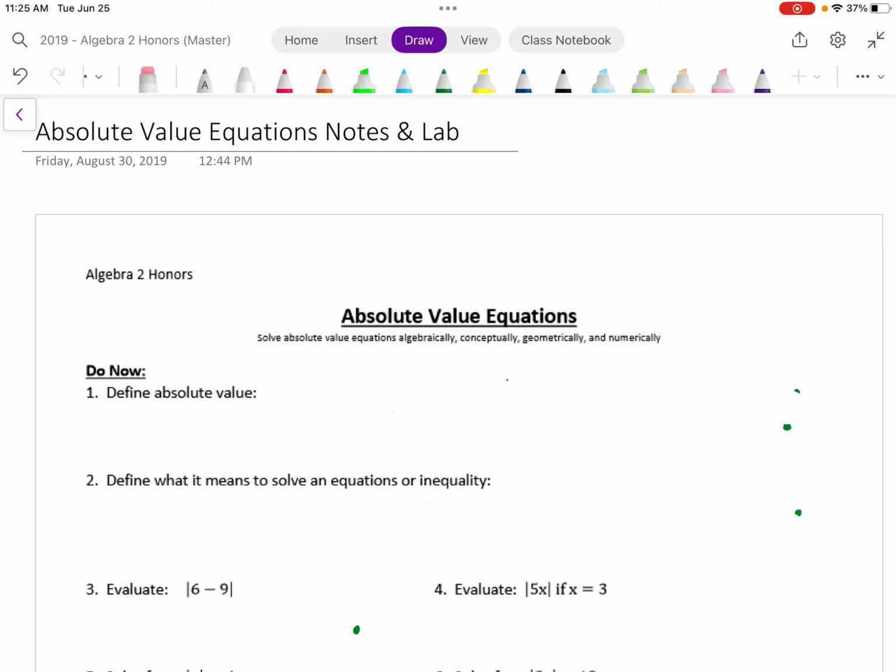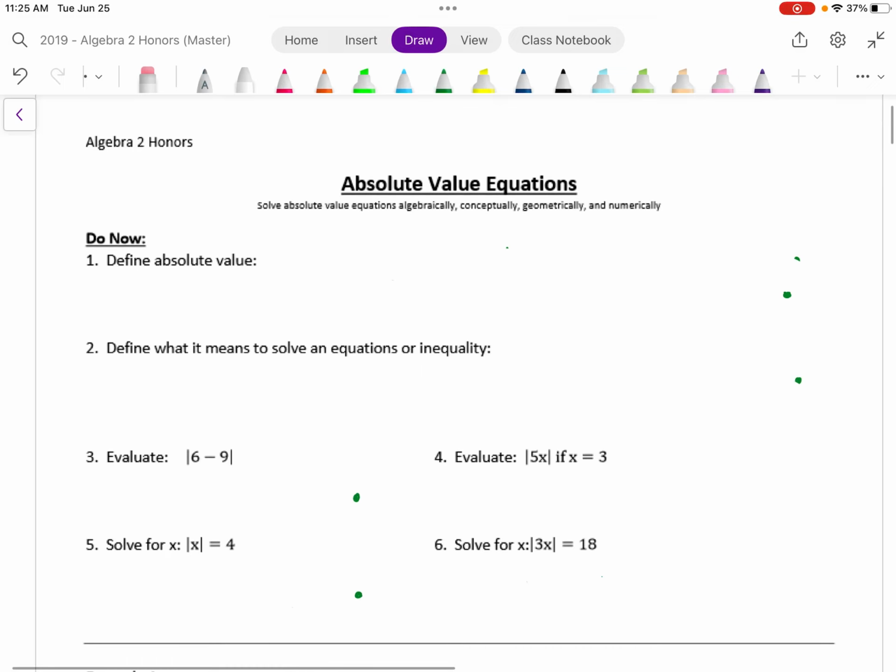The first thing you're going to do is actually pause the video and do the do now. And it is really important to us that you fill in number 1 and number 2 the best way you can. Listen, if you make a mistake, you can erase it and fix it. It's not set in stone, but you've got to try to think of this on your own first, and then we can correct and polish your definitions. So pause the video now, fill in the do now. I'll give you the answers when you turn the video back on.